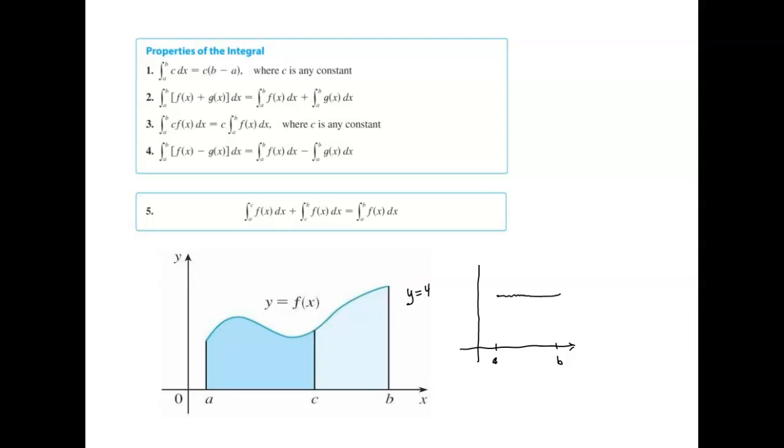And so if I'm looking for the area under that rectangle between a and b, isn't that just base times height? The base would be b minus a. The height is whatever your constant is. In this case, it's 4. So it'd just be 4 times b minus a. So in general, the integral of any constant is just that constant times b minus a.